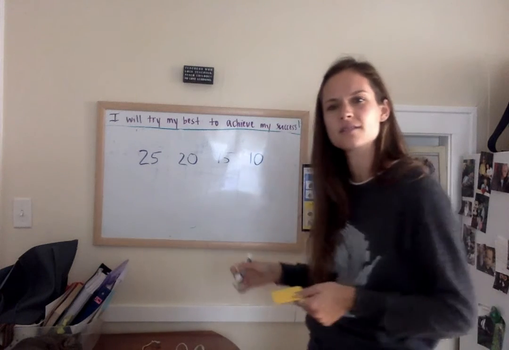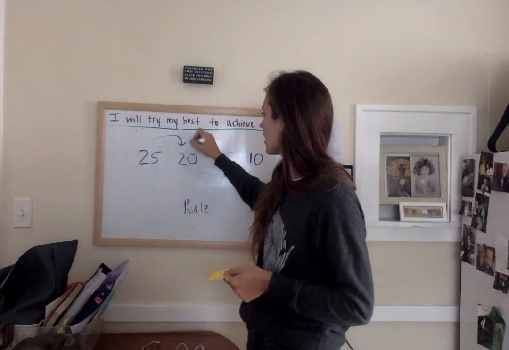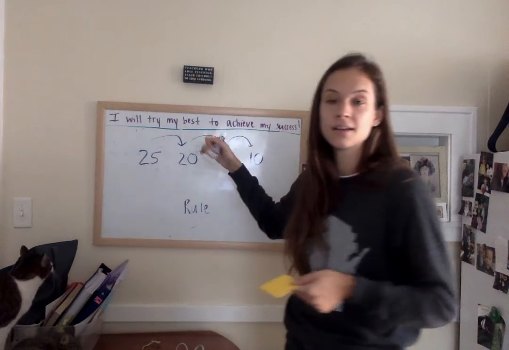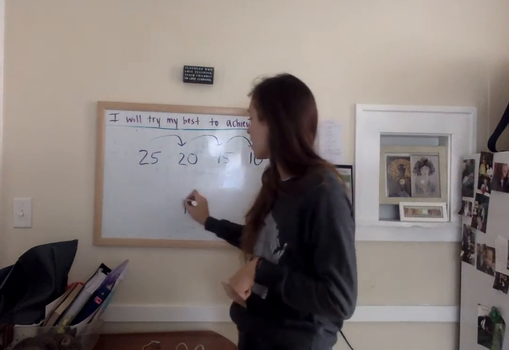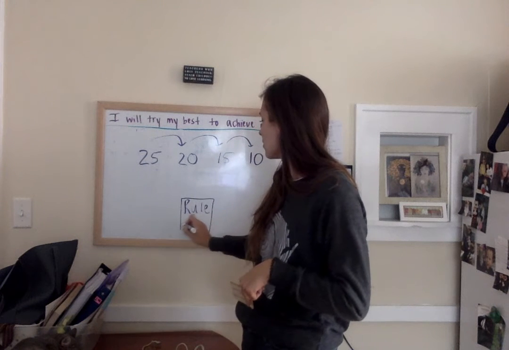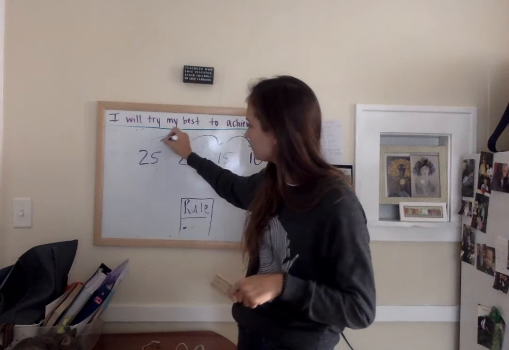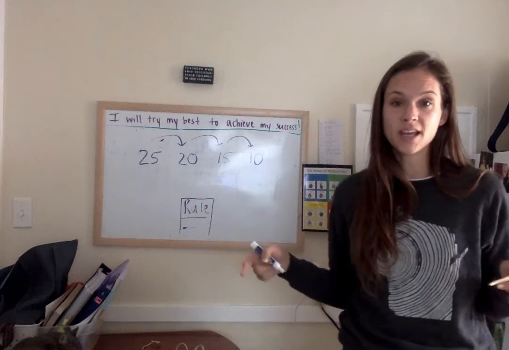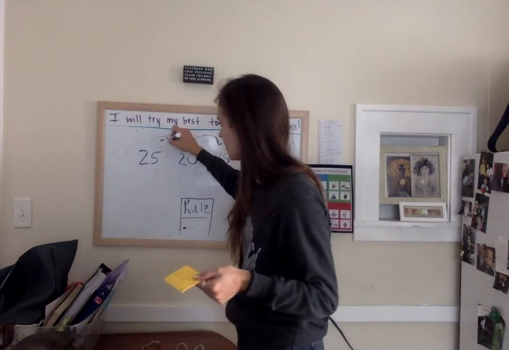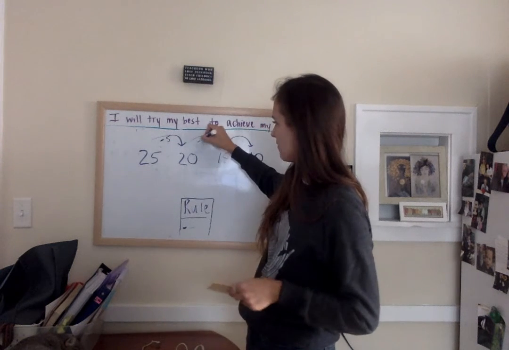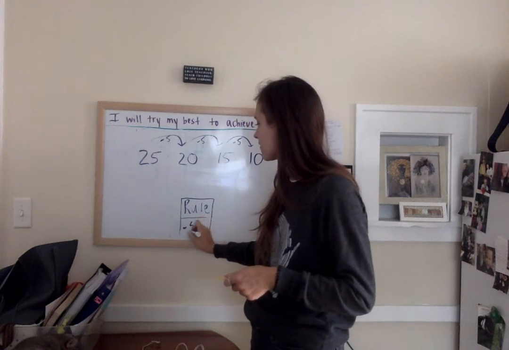What kind of pattern is this? What's happening to the numbers as we move to the right? They are getting smaller, so it's a shrinking pattern. And what would our rule be? It's getting smaller, so we know it's subtraction. What are we subtracting each time? 25 minus what is 20? 25 minus 5 equals 20. 20 minus 5 equals 15. 15 minus 5 equals 10. So our rule is minus 5.